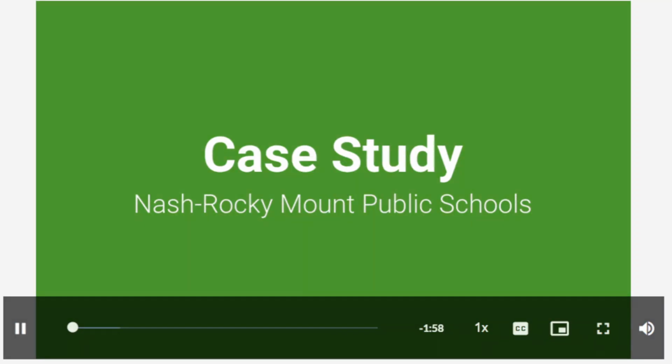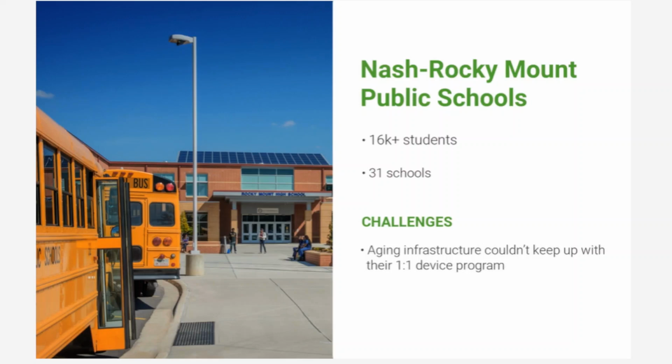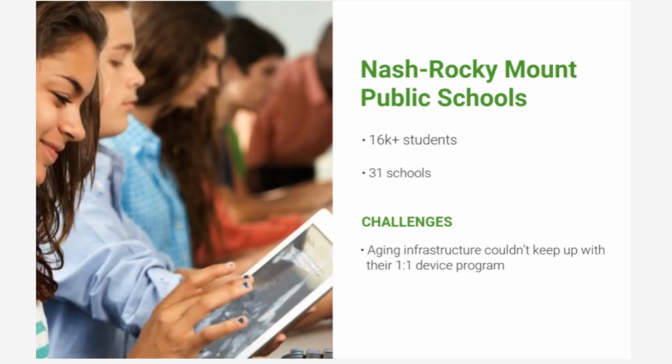Nash Rocky Mount is a public school district in North Carolina with 16,000 students across 31 different schools. And they started exploring a network infrastructure upgrade after they rolled out a one-to-one device program for their students. So every student from grades 3 through 12 was given either an iPad or some sort of laptop, and they needed network access. And when they rolled that out, they noticed a serious strain on both their wired and their wireless network. And it became very obvious that their infrastructure couldn't support the quantity and just the density of these devices. Their current deployment was also quite difficult for them to manage.